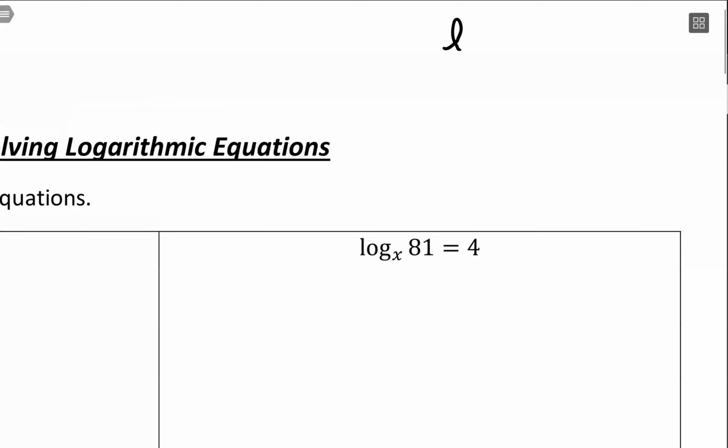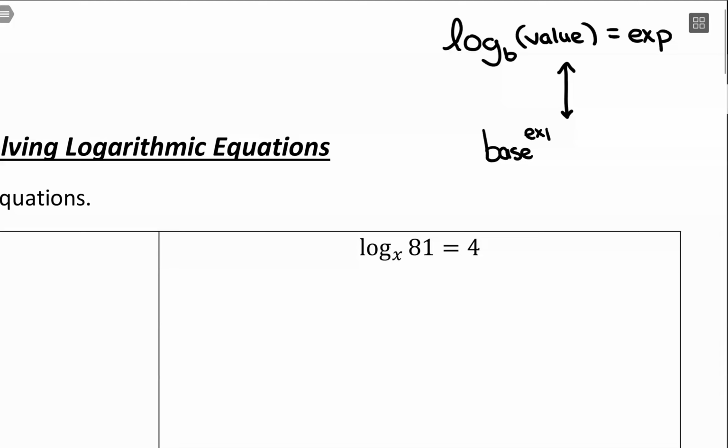So what we're going to do is make sure that we just have logarithm base of value equals some exponent, because then if we can get into this form, then we can switch to our exponential form where we'll have the base, we'll have the exponent, and we'll be getting some value out.